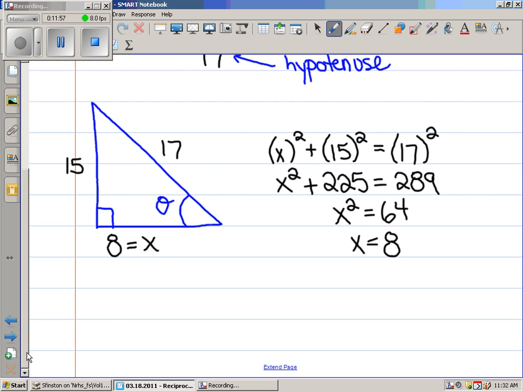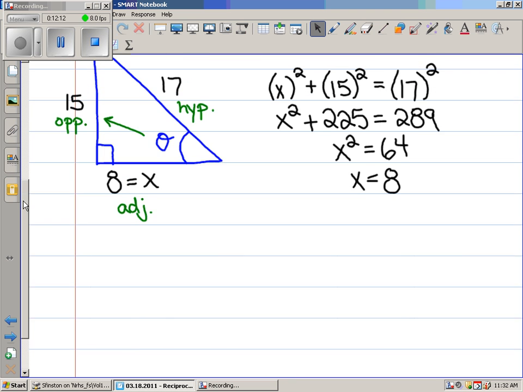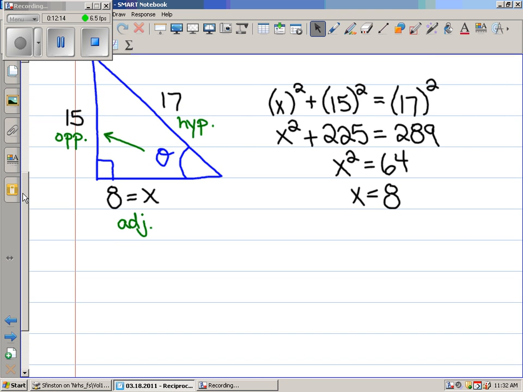I always have to do this because I get all messed up. So I've got to remember, this is the opposite side, this is the hypotenuse, and this is the adjacent. That's going to help me with my trig ratios, right? Because there's my triangle. Let me get a good color. I don't have red being used yet, right?